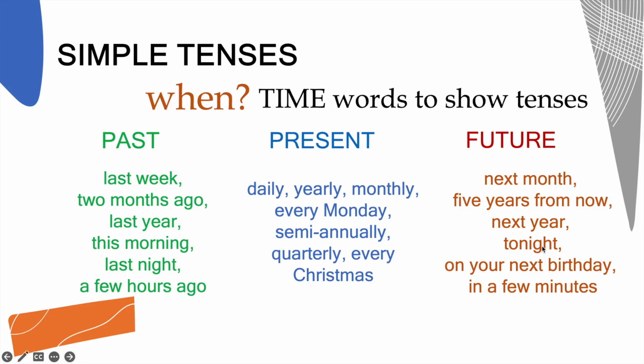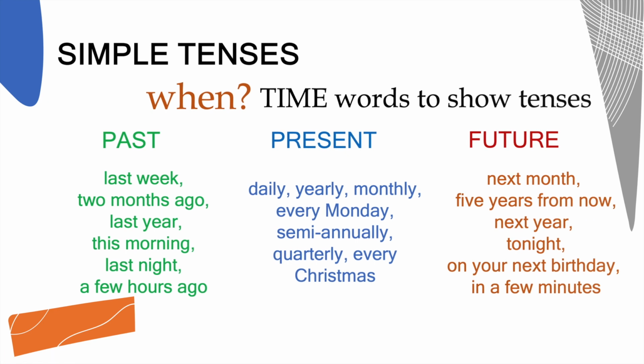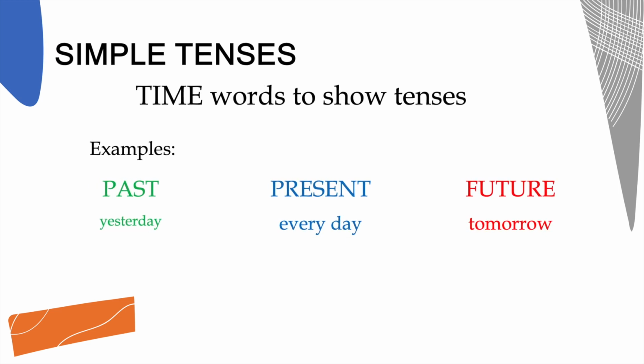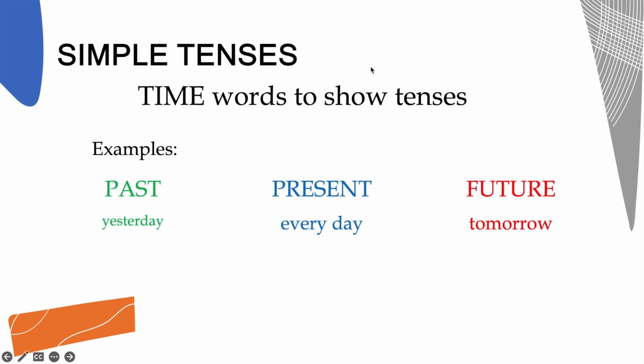Tonight is also a time word for the future. You remember also on your next birthday, that's also a future. In a few minutes, in a few hours, or in a few days. All these time words show the simple future tense. If you do not memorize the time words, you can always just remember: for the simple past you have yesterday, for the simple present you have every day, and for the future you have tomorrow.